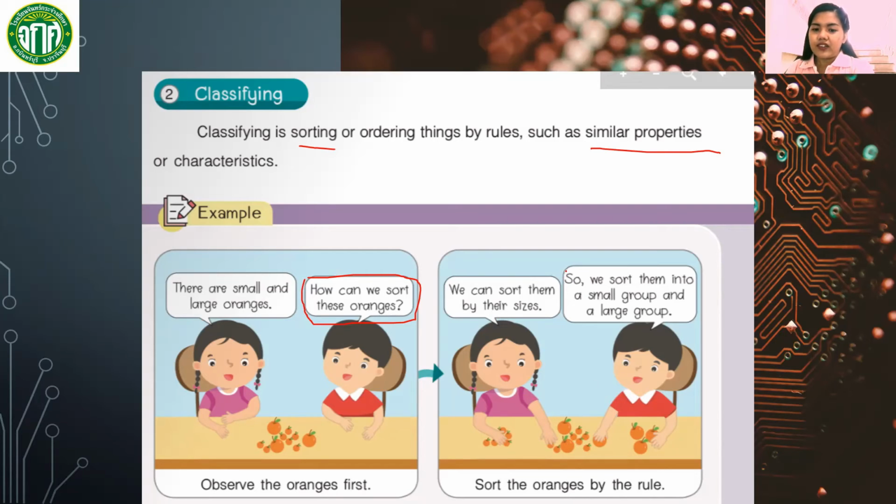Now we sort them into a small group and a large group. So what are their similarities? According to their sizes. That is how we do classifying.